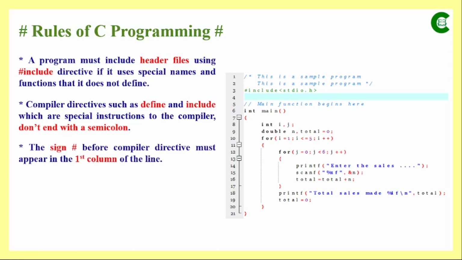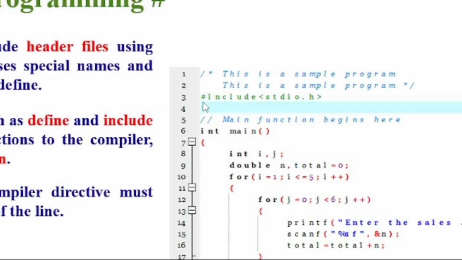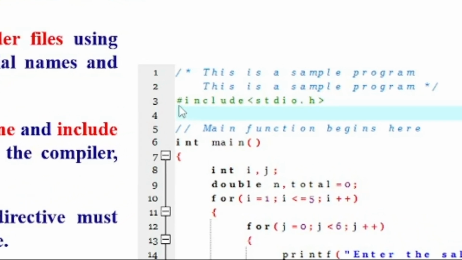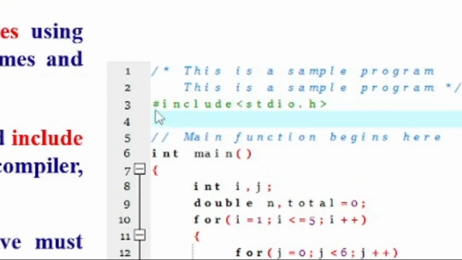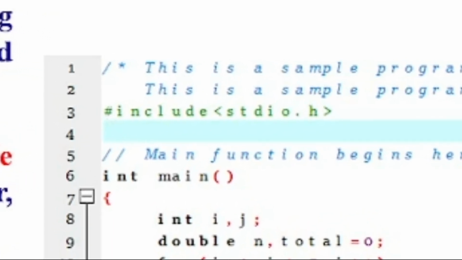This is one interesting point, that the sign hash before a compiler directive must appear in the first column of the line. So as you can see, this is the first column, and this hash that we have written as part of the directive, #include or maybe #define, should be written in the first column.